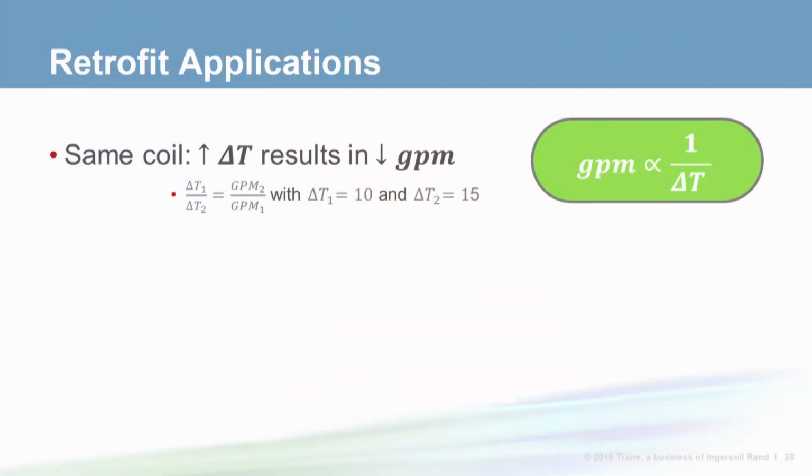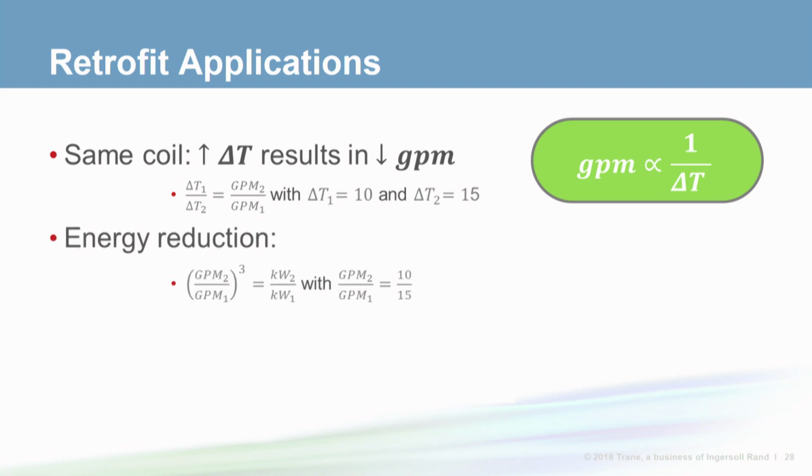Let's briefly discuss why we would want to entertain this idea and then provide some direction through a series of examples. If we keep all the coil's physical properties the same, we know that we can decrease the flow if we design to a higher delta T. But how does a jump from a 10-degree delta T to a 15-degree delta T affect our power consumption?